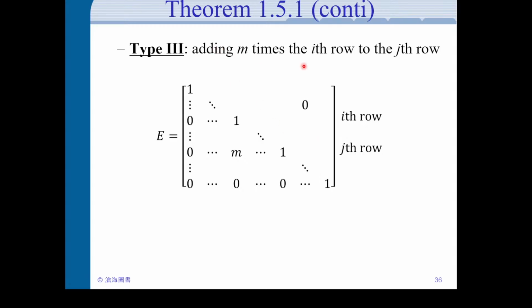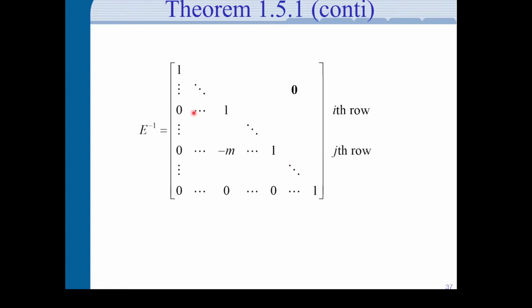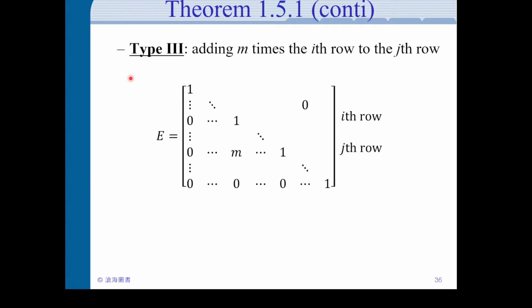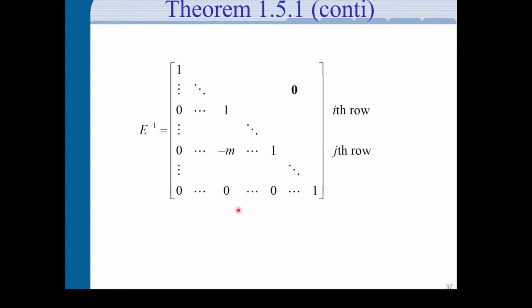And the third type is you add m times a row to another row. And you can just add minus m times that row to the other row, and this will cancel the elementary row operation. And you can also do matrix multiplication to see that this matrix multiplied by this matrix gives you the identity matrix.